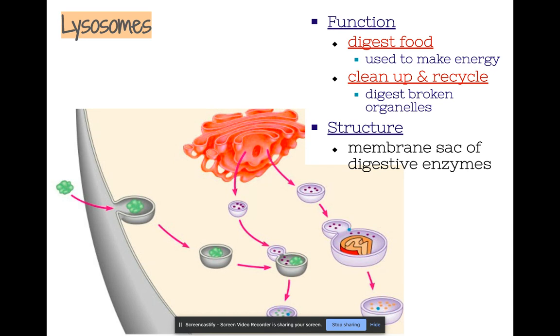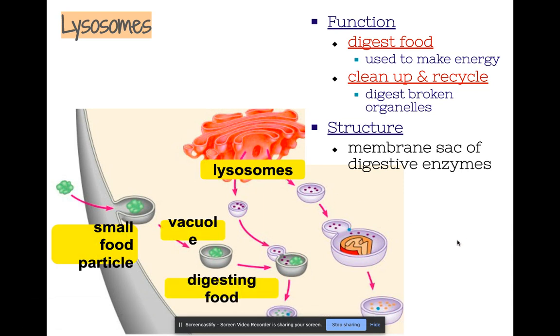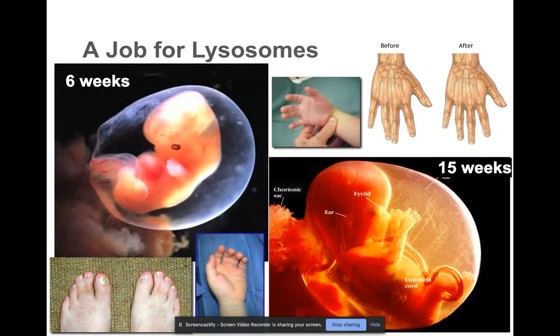All right, the next ones are the lysosomes. Lysosomes help to digest food, and they clean up and recycle digest broken organelles. So lysosomes are similar to the stomachs of the cell, and basically they're made up of membrane sacs with digestive enzymes. So as we see here would be a lysosome, and inside of here it's made up of these acids. And these acids here help to break down molecules that are waste products found within the cell.